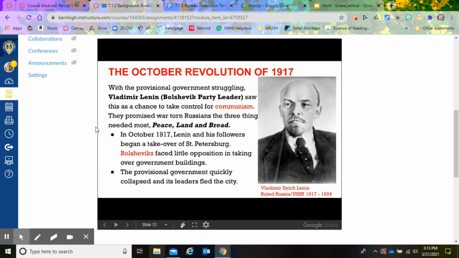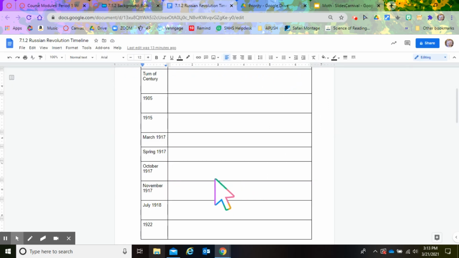And in October of 1917, Lenin and his followers began to take over St. Petersburg. The Bolsheviks faced little opposition in taking over government buildings, so they didn't really have that much to overpower. The provisional government quickly collapsed and its leaders fled the city. So jump over here, pause me, and answer and summarize what happened in October of 1917.